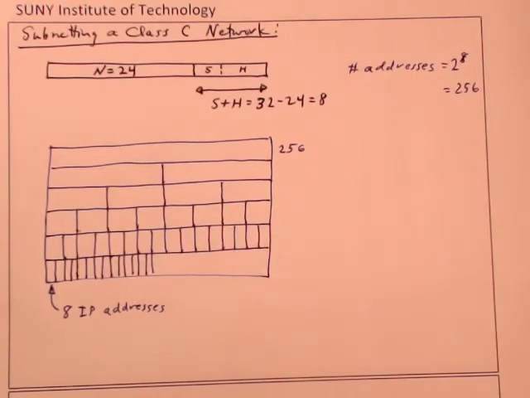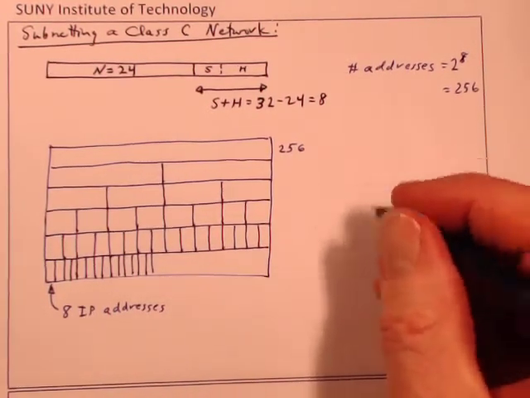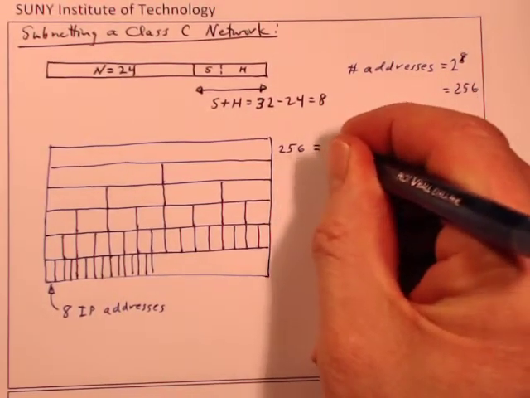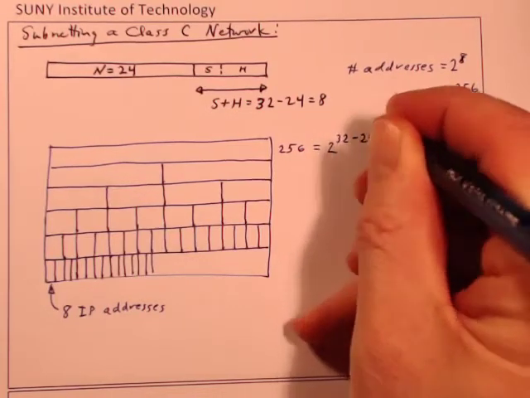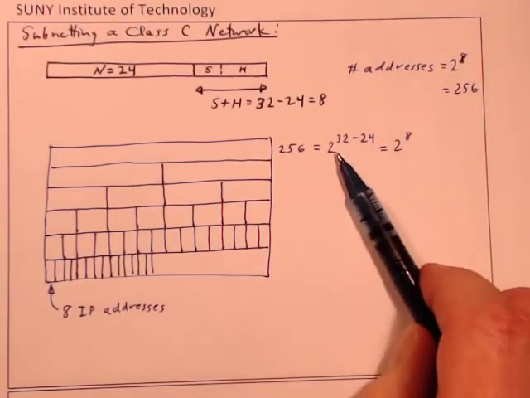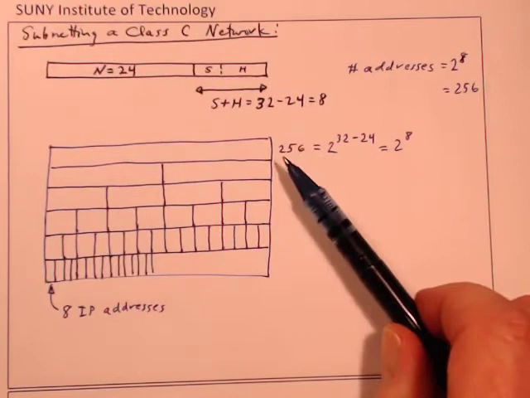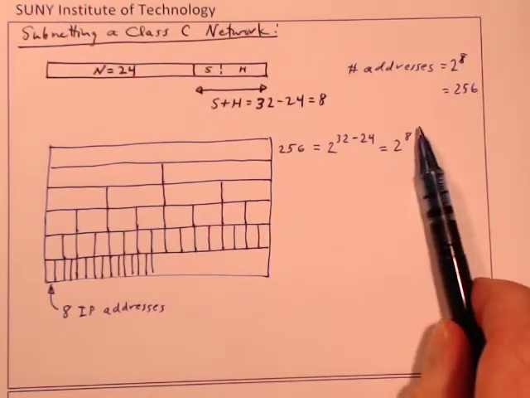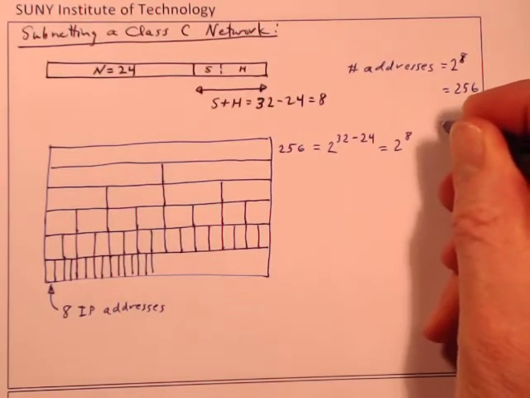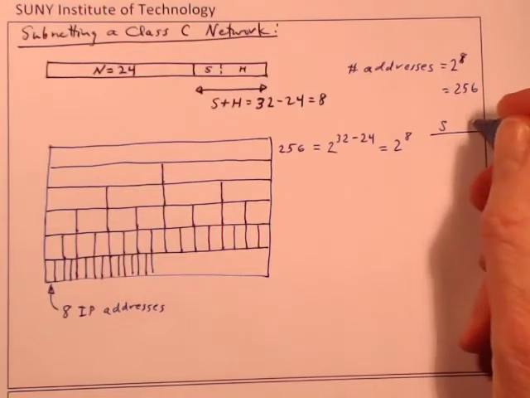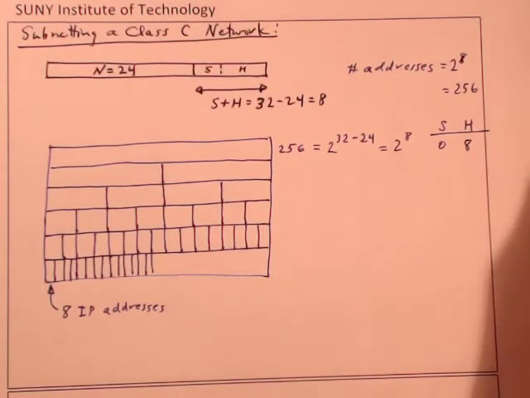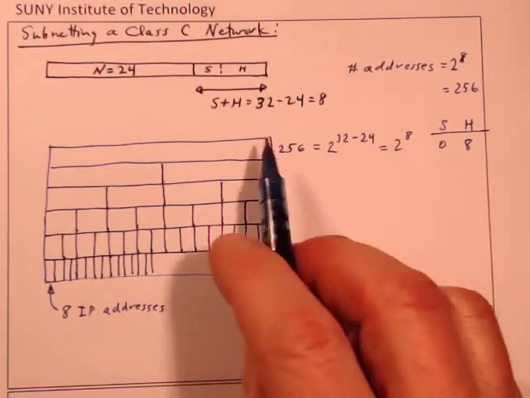Okay? And so here we have 256 addresses available, which is 2 to the 32 minus 24. Okay, and that's 2 to the 8th. So this is taking the Class C and not even really subnetting it. We've got all of them in 1, and we have S equals 0. Let's make a little chart here for S and H. S is 0. H is 8. All 8 of the bits are being used for these 256.